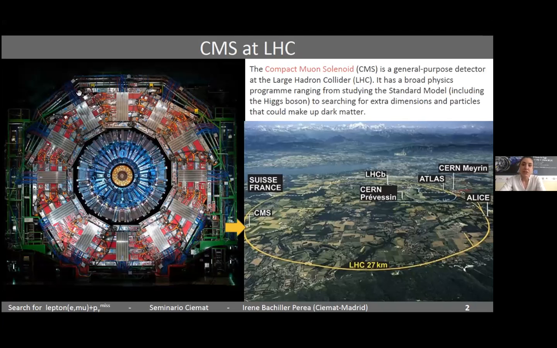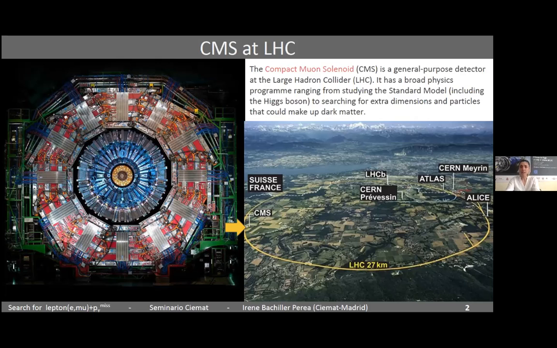This is a picture of the CMS experiment. The CMS is a general purpose detector at the LHC. This is an aerial view of the LHC in Geneva. Here is Geneva. You can see the different experiments, and we are located here. CMS is in the French side.